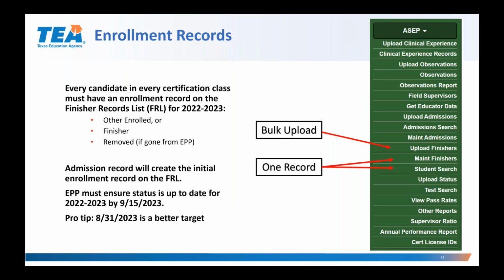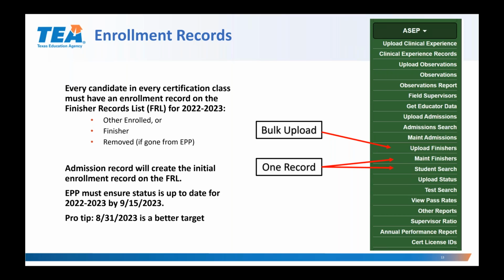Let's move on from admission records and talk a minute about enrollment records. Every candidate in every certification class in your EPP must have an enrollment record on the finisher records list for 22-23 and should have records for any past years of enrollment. Recall that the finisher records list is actually only one list that can be filtered to show candidates with the status of other enrolled or finisher or both.